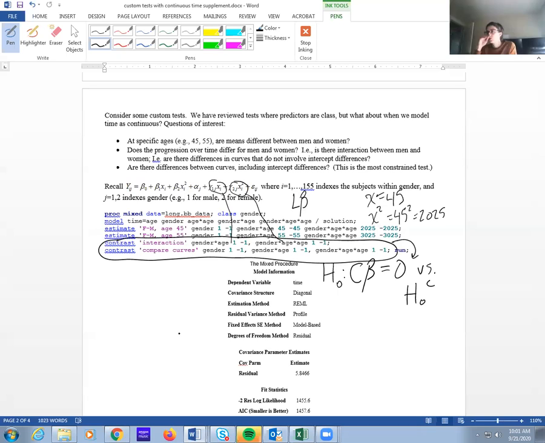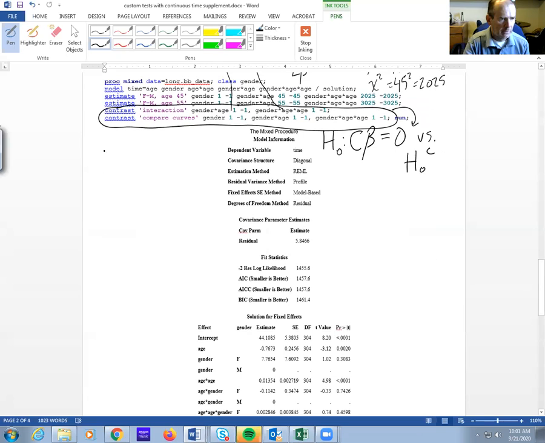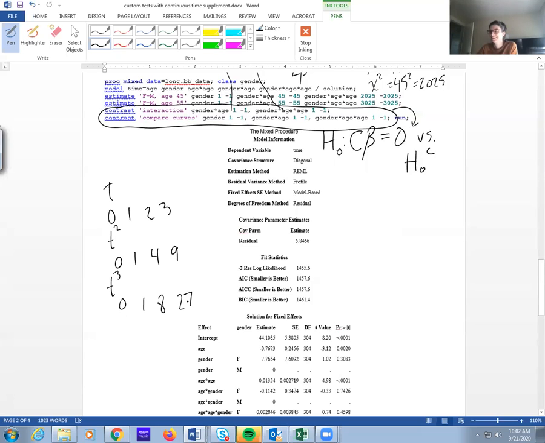Okay. You mean centering just the squared term? Right. So let's say if we have time 0, 1, 2, and 3, then time squared would be 0, 1, 4, and 9, right? And time cubed would be 0, 1, 8, 27. So those would be coefficients for linear, quadratic, and cubic tests, and you could use those.